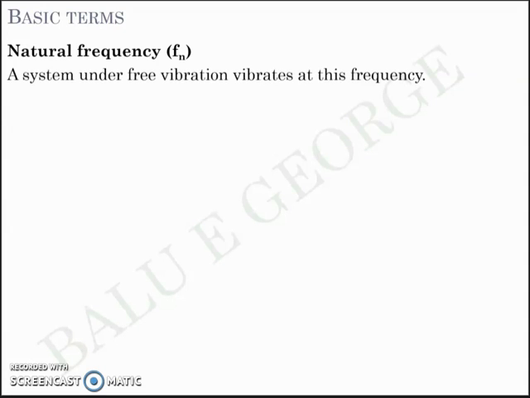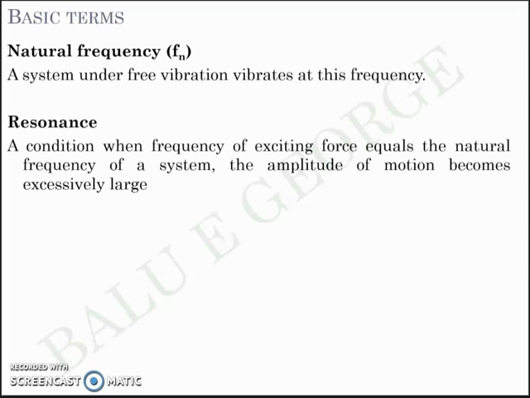Next term is natural frequency, Fn. A system under free vibration vibrates at its natural frequency. Every material will have a natural frequency. Any material which vibrates under its own free vibration has a natural frequency. Any material will have its own natural frequency depending on its mass. Now, resonance. It's a condition when the frequency of the exciting force is equal to the natural frequency of the system and the amplitude of motion becomes excessively large. Theoretically infinite, but in practice it becomes excessively large.